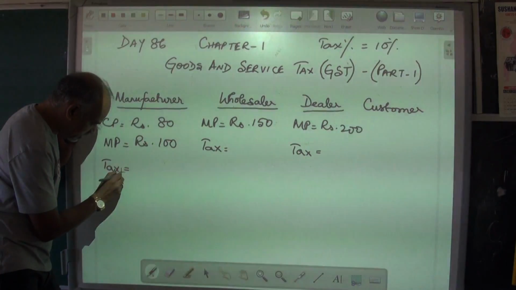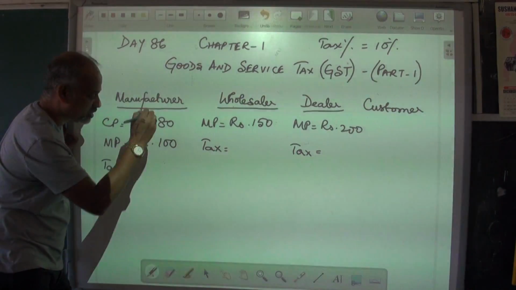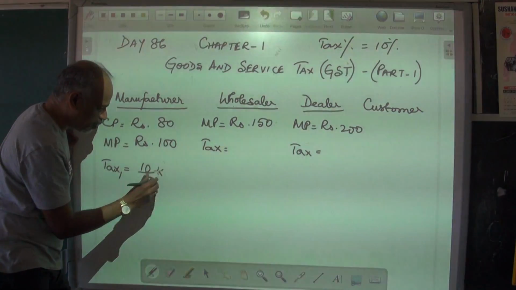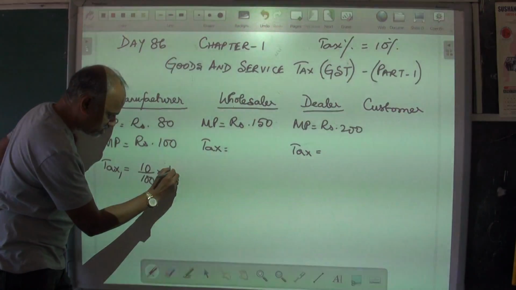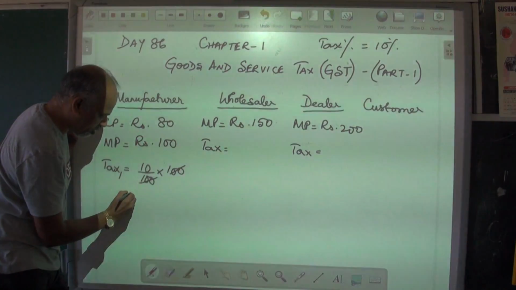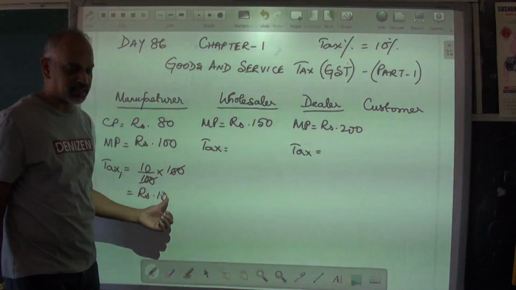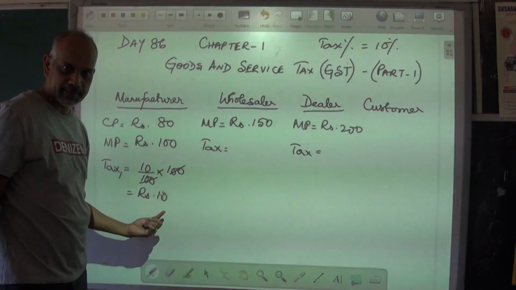In the first case, tax in the first case is 10%. 10% is written as 10 over 100 of whatever is the mark price. Mark price is 100 rupees. So the 100 is gone. That's 10 rupees is the tax that the wholesaler has to pay the manufacturer.